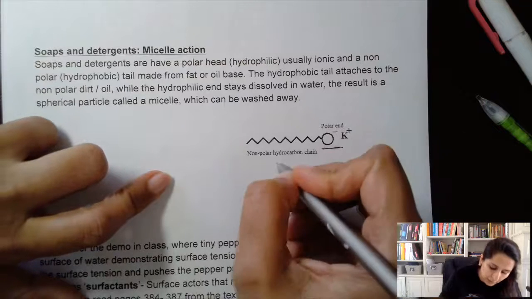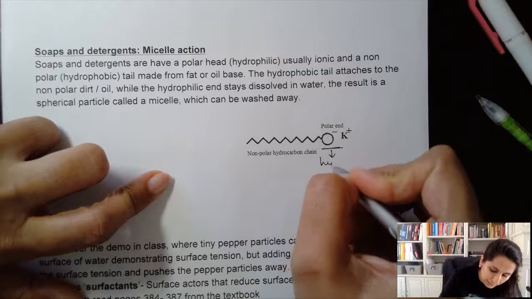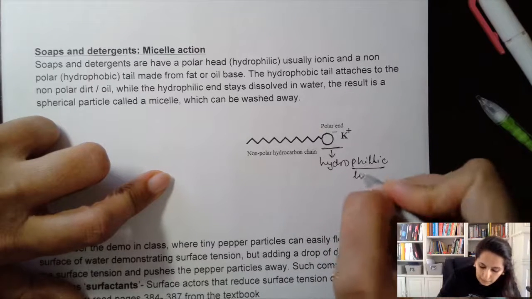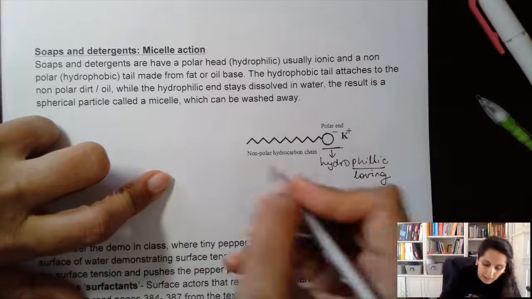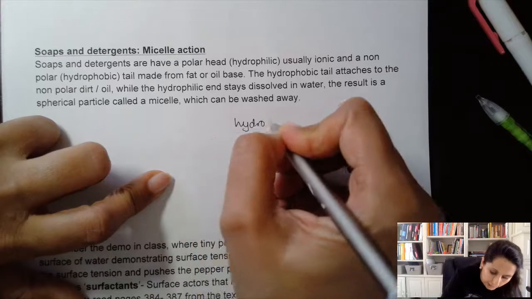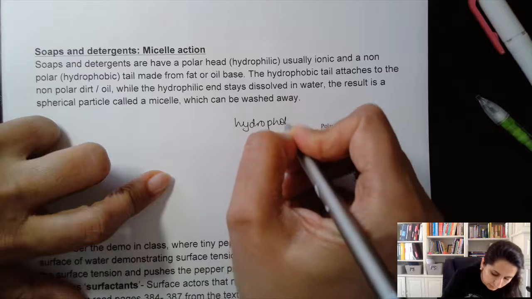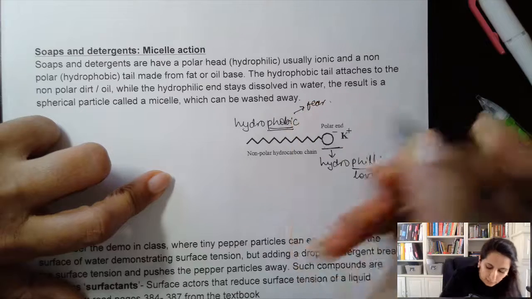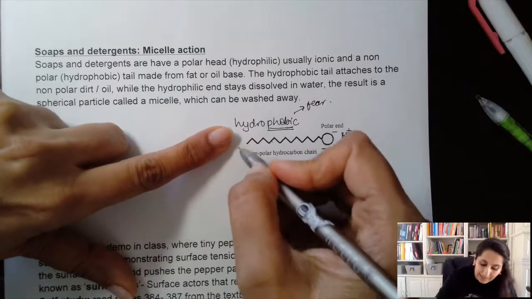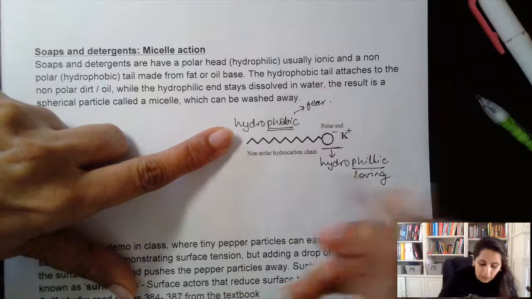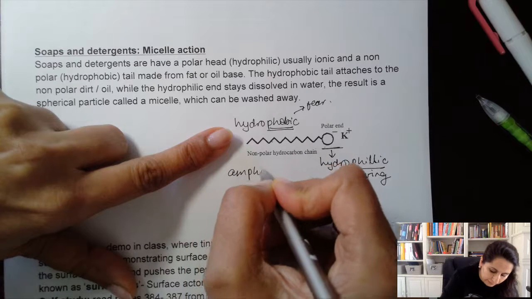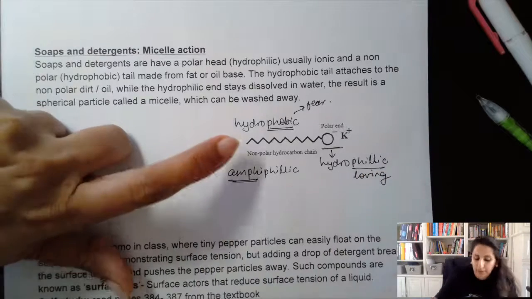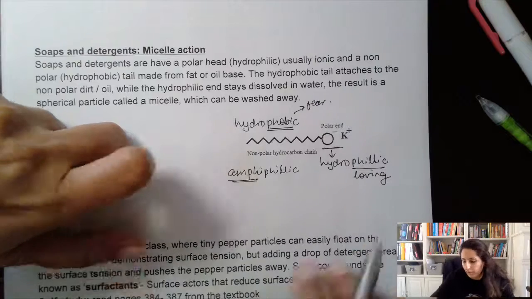So what these molecules are called, so this is the hydrophilic, and philic means loving. So this is the water loving end. This is the hydrophobic, the water hating end. Phobic is to fear or hate. So this is the water fearing end, water loving end. A molecule that has both of these ends is called amphiphilic, which means it likes both. It likes non-polar and it likes the polar ends.